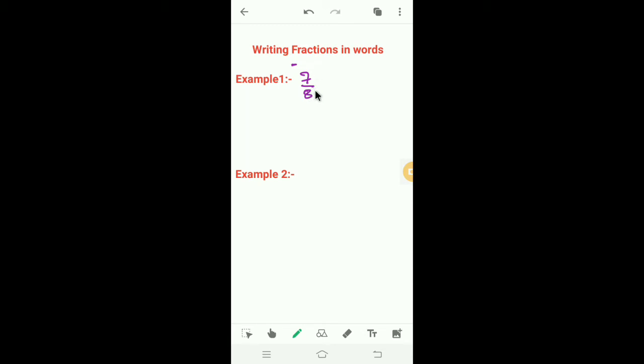Let's see. Here 7 is a numerator and 8 is a denominator. The numerator of a fraction is simply written in words. So 7. Next we have to write a hyphen. The numerator and denominator are separated by a hyphen. Here denominator is 8. So we will write 8.